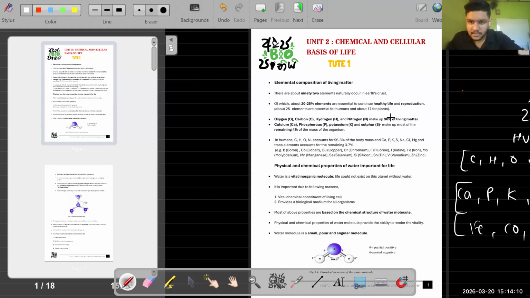This is an overall, approximate amount. The accurate amount is different, but in exams they'll ask this amount, so better remember 96% and 4%. They won't ask for 96.3 or such things. Just remember 96 and 4. They also talk about body mass: calcium, phosphorus, and magnesium, and trace elements cover the remaining. These are trace elements.